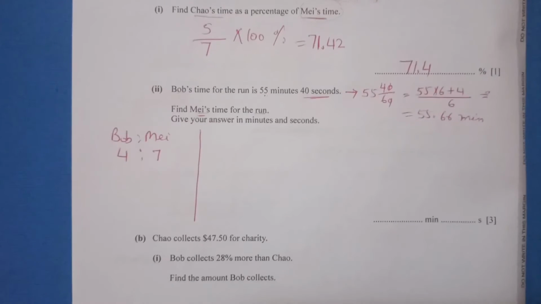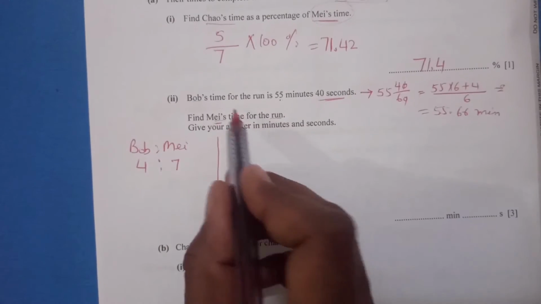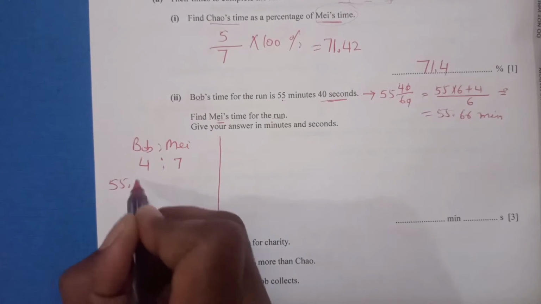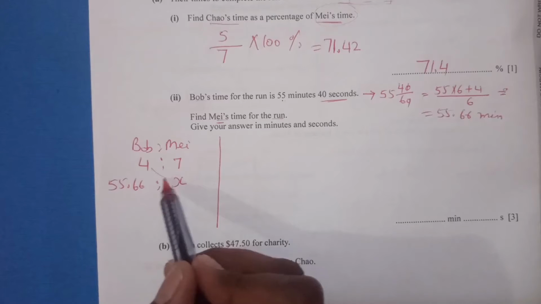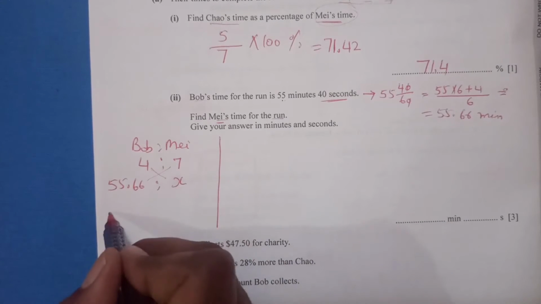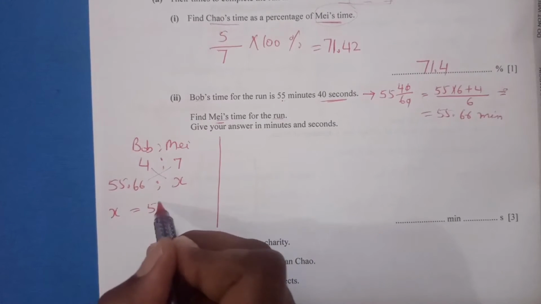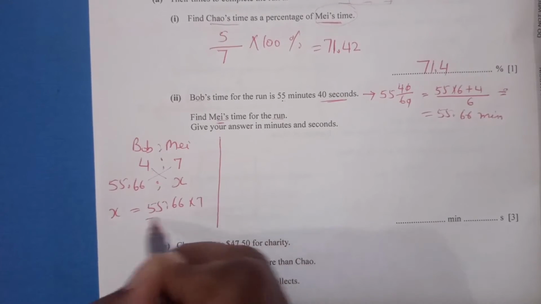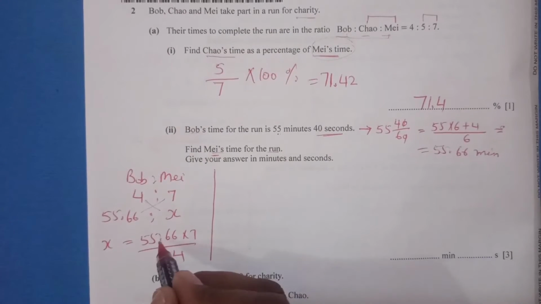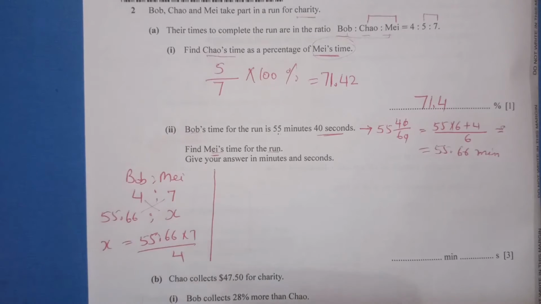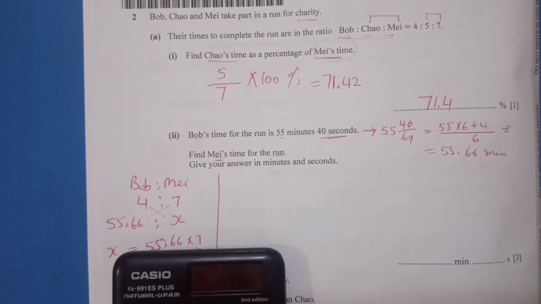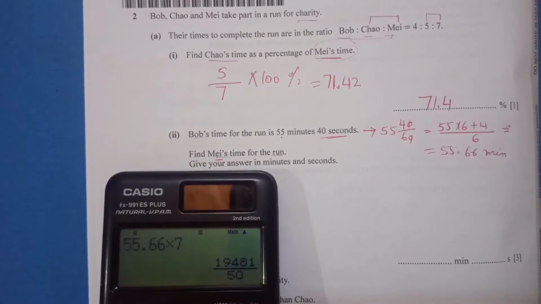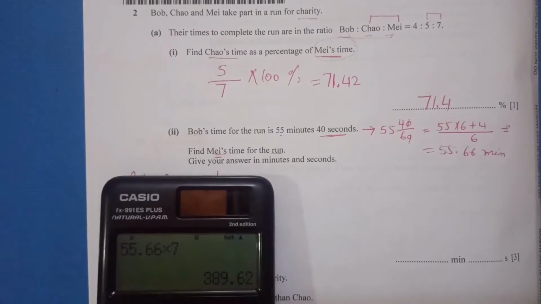So we can use this one here. So for Bob, Bob's time is 55.66. And how much will be the time for May, right? Then cross multiply. So we will have x equals to 55.66 times 7 over 4. So 55.66 times 7 divided by 4.